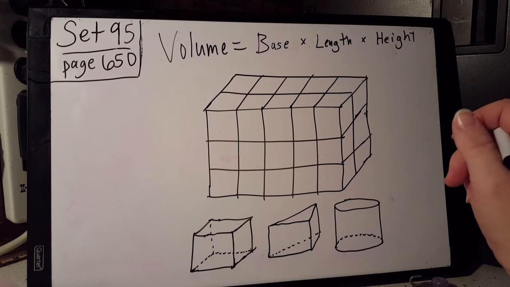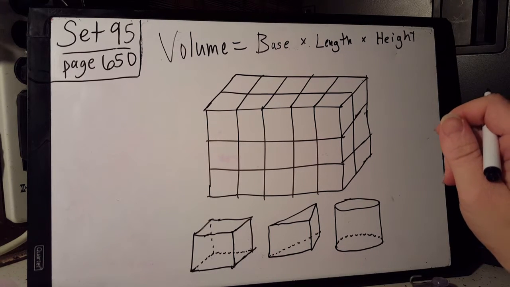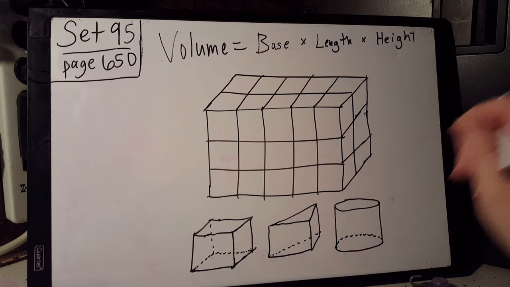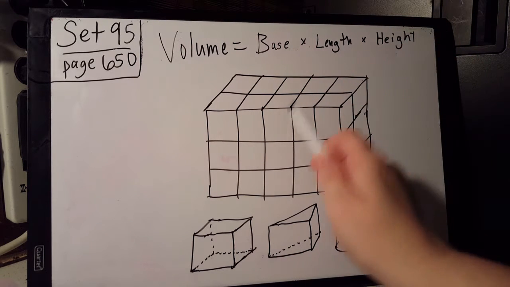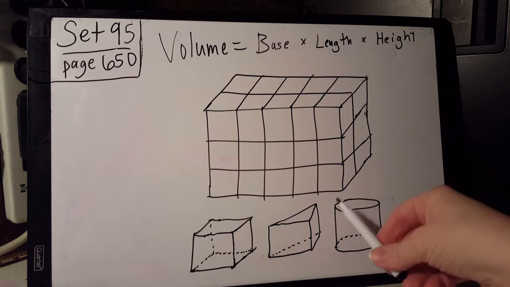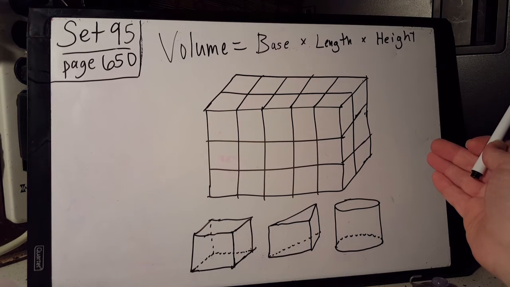Hi everybody, this is lesson 95 on page 650. Today we are going to be learning about the volume of a right solid. We have already learned about figuring out the volume of a shape. Volume should be the base times the length times the height. So in other words, all three dimensions multiplied together.